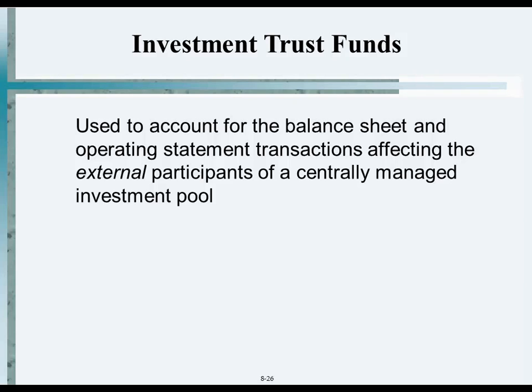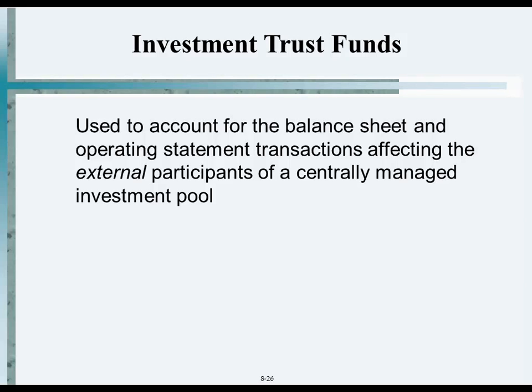Okay. Now, with investment trust funds, there are two things to keep in mind. There are internal participants and external participants. And this is one thing I want you to remember. If the state of New Jersey is running the New Jersey Cash Management Fund, and the state puts its money in the cash management fund, it's an internal participant. It's part of the state itself. However, if a town or a county puts money into the New Jersey Cash Management Fund, it's an external participant because it's not the state itself. It's another entity, even though it's within New Jersey.